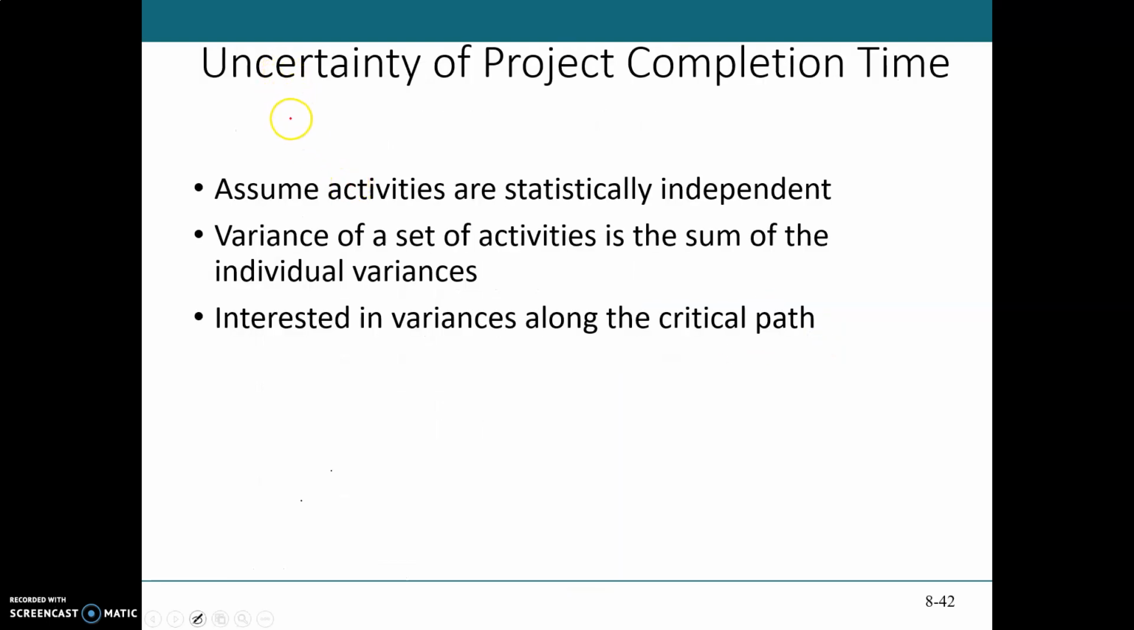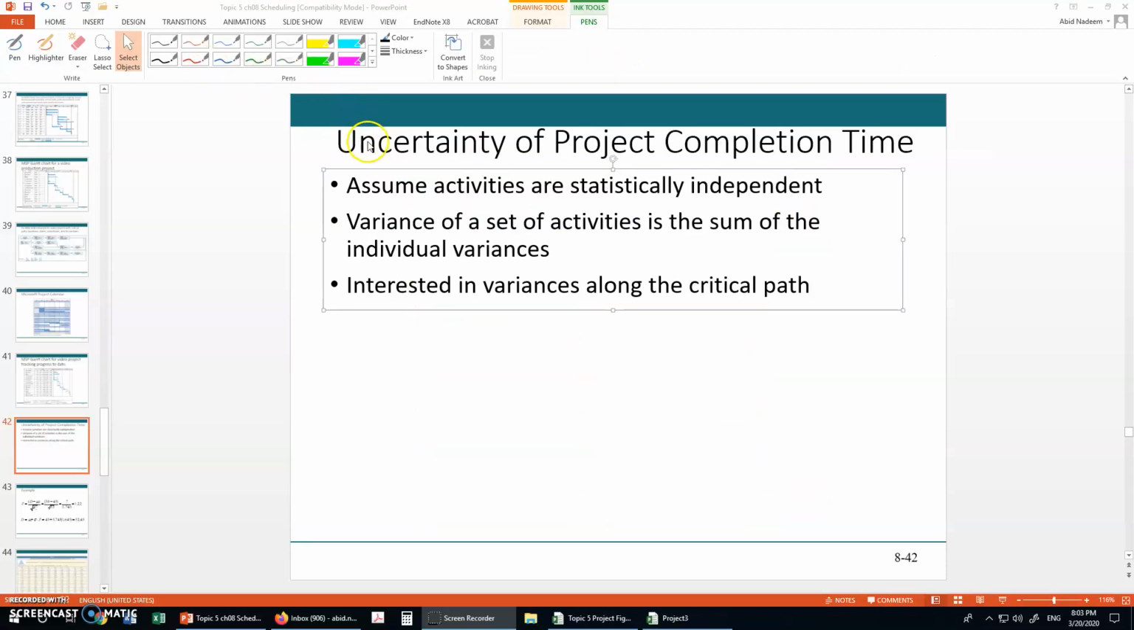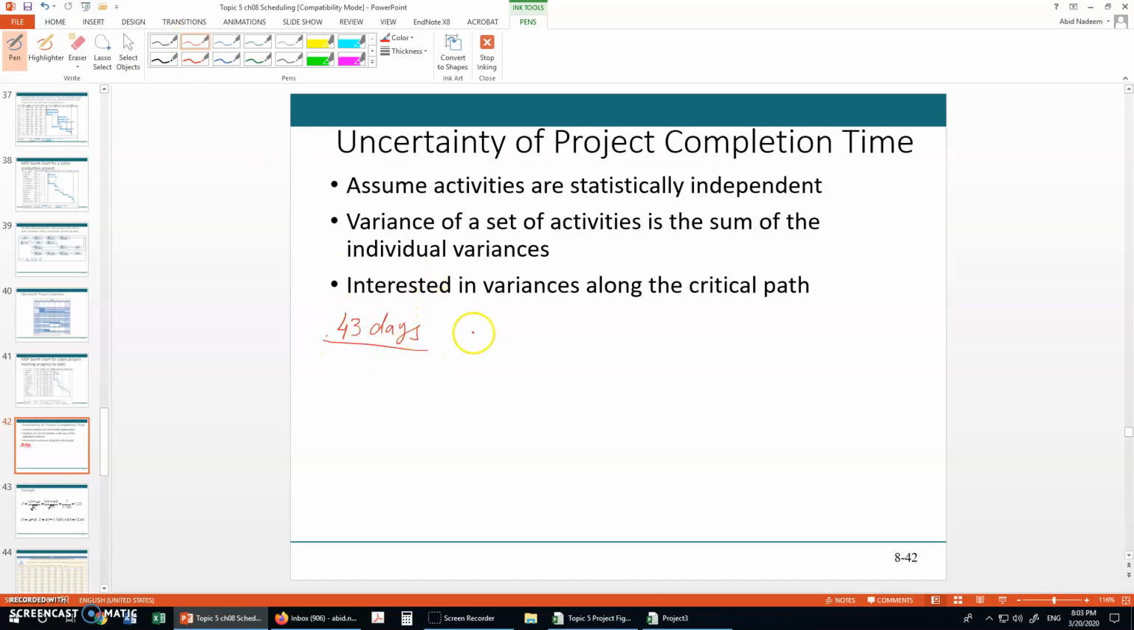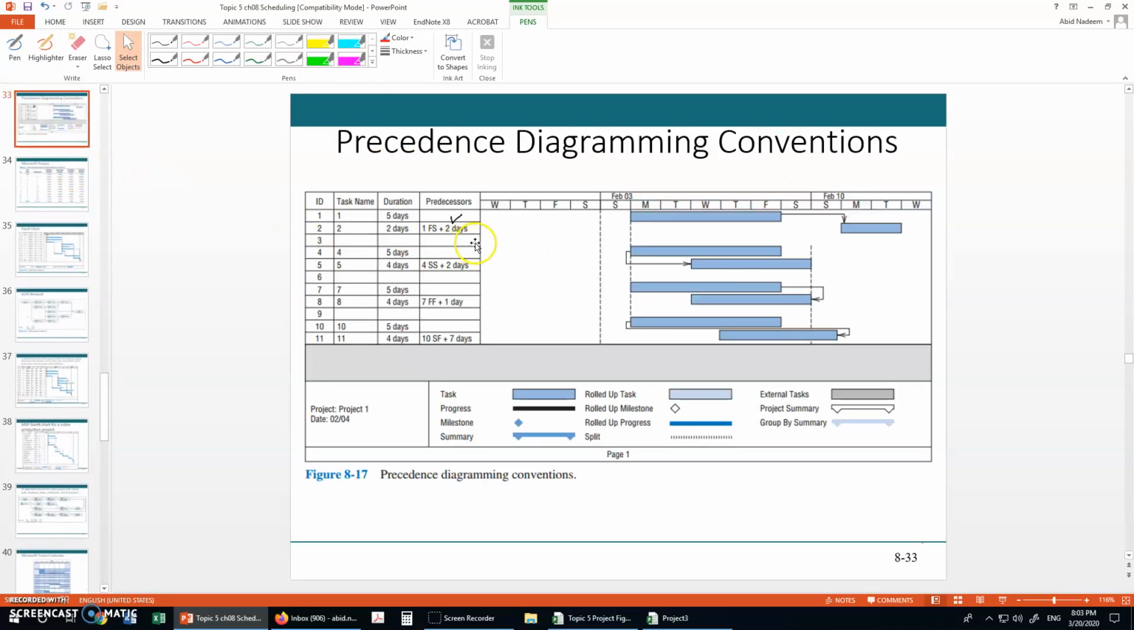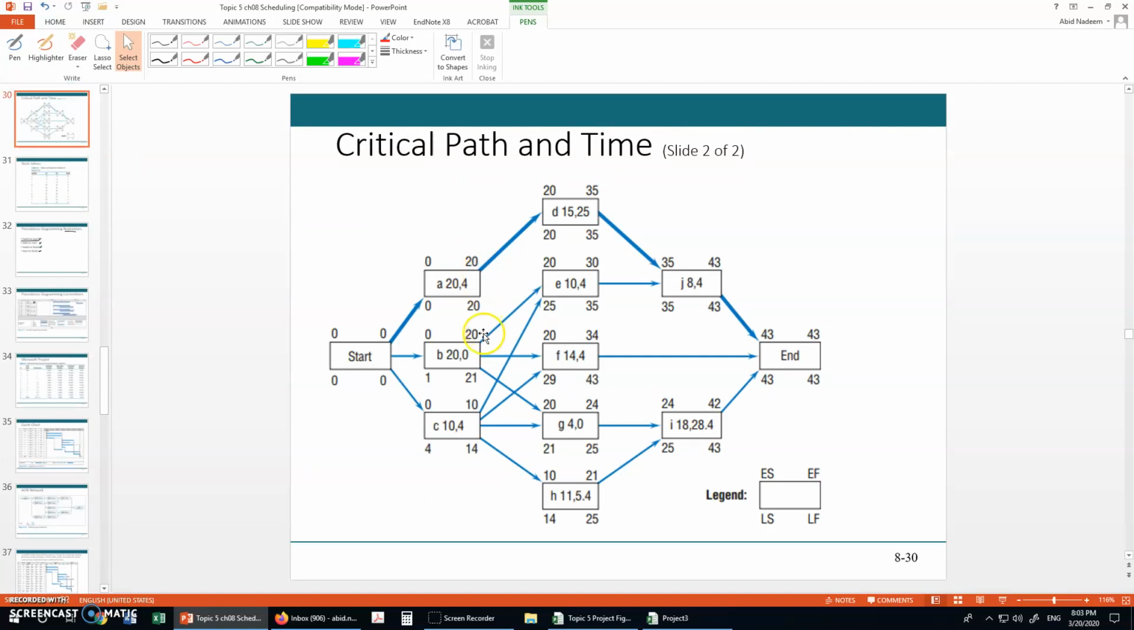Okay, so now let us consider the uncertainty of the project completion time. What I mean to say is that earlier we considered one example project in which we calculated that the time for the completion was 43 days. Okay, let me show you that slide. It is here.